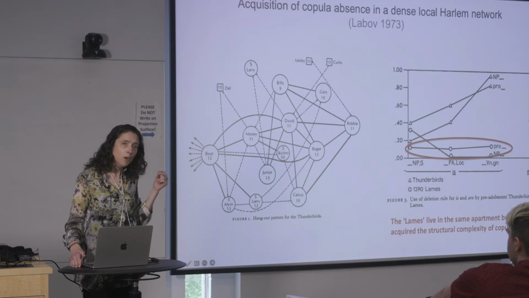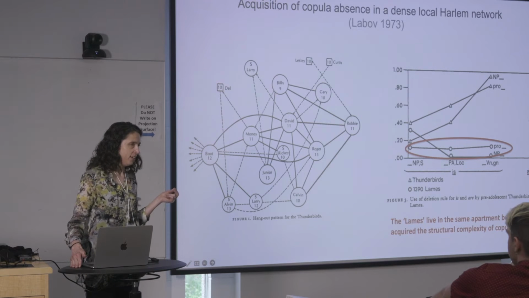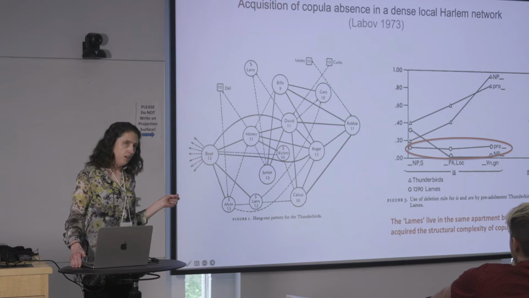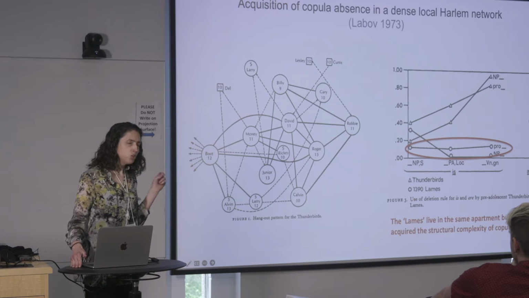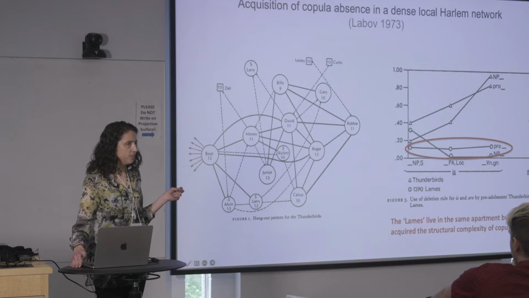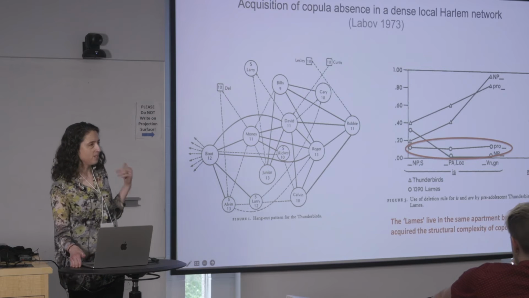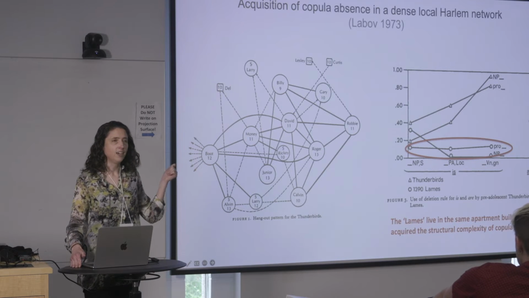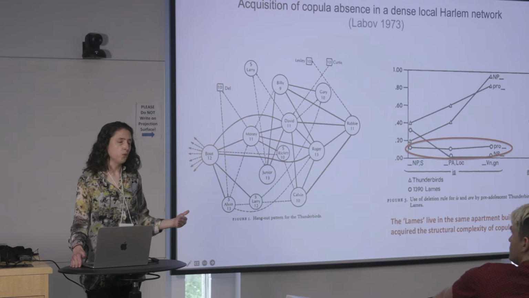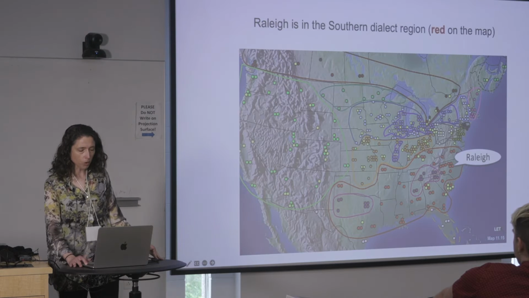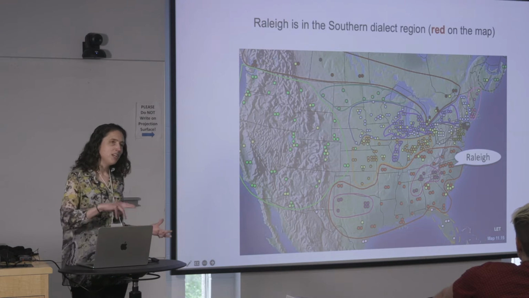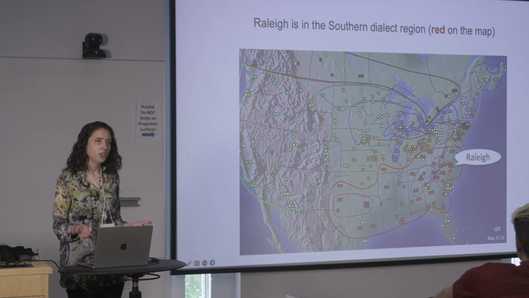They live in the same apartment building, okay? They've grown up with these other boys. They go to school together, but they somehow have not acquired the structural constraints on copula absence. Now that's really, really puzzling, and that's been taken as an indicator that networks matter for the acquisition of complex linguistic features.